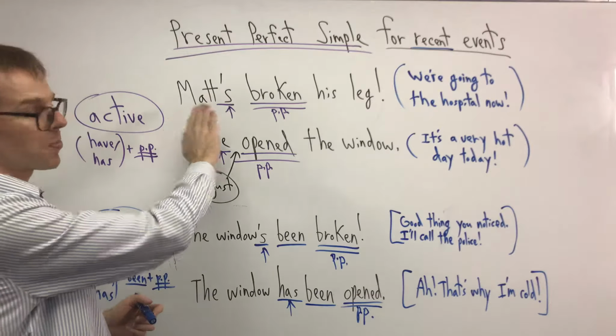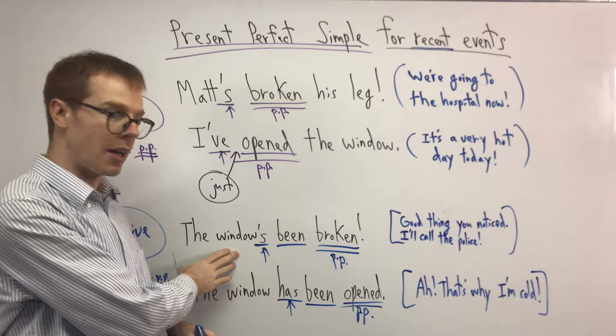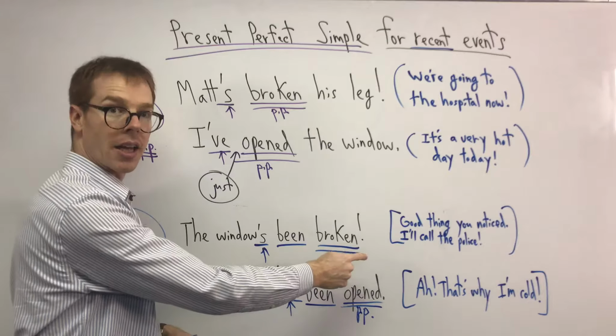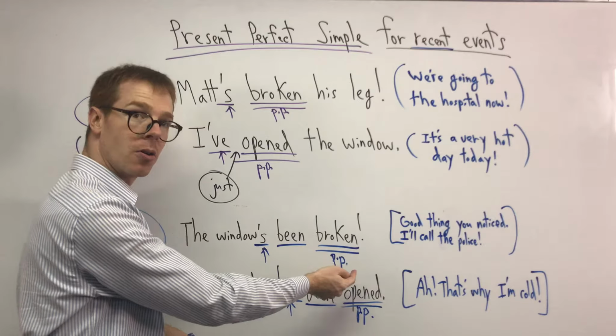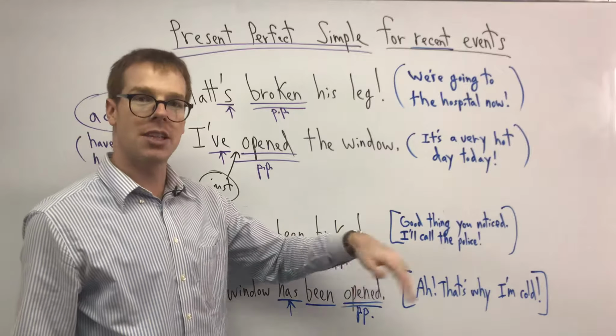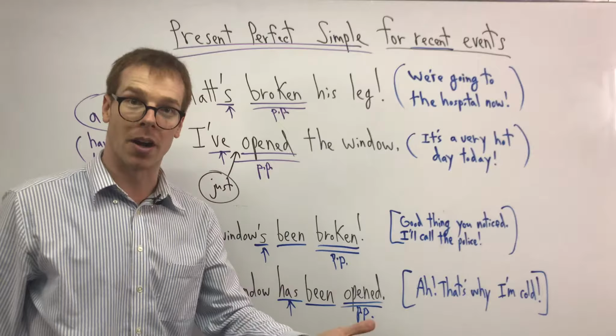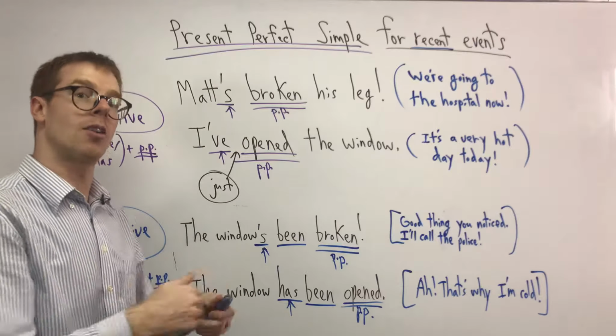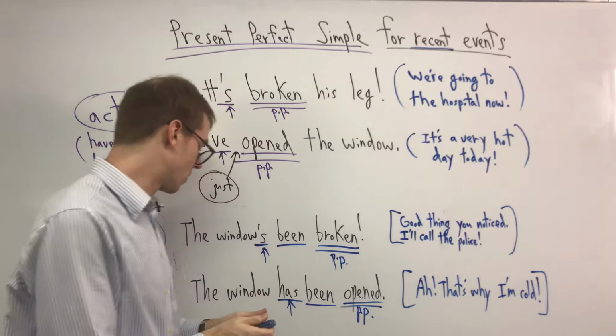So here, Matt's broken his leg. This time I'll use a window. I'll say, the window's been broken. The window's been broken. The window has been broken. You're like, oh no, the window's been broken. Good thing you noticed. I need to call the police. This is a problem, right? Maybe someone broke into my house. The window has been broken recently, okay? We can use it like that.